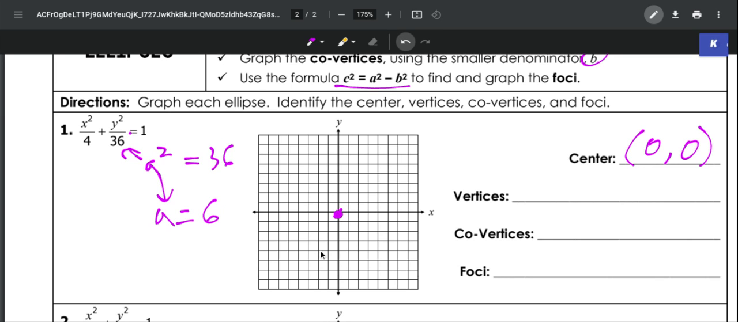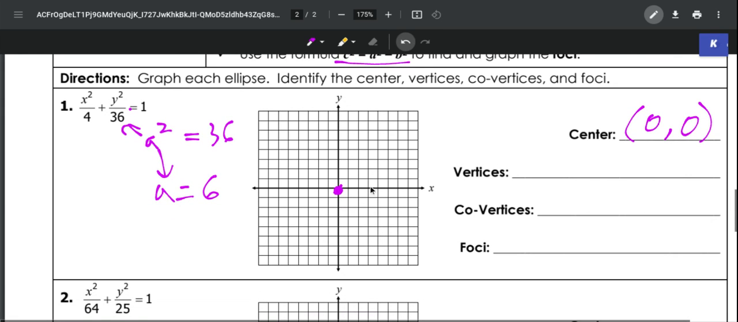That just means that we can count from the center, and since it's under the y term here, that's telling you our major axis is vertical. So we'll go up and down 6 from the center. We'll go up 1, 2, 3, 4, 5, 6 right here, and then down 1, 2, 3, 4, 5, 6. Remember, if your larger denominator is under the y term, you're going to be counting from the center of your ellipse up or down. And if it's under the x term, you're going to be counting right or left.